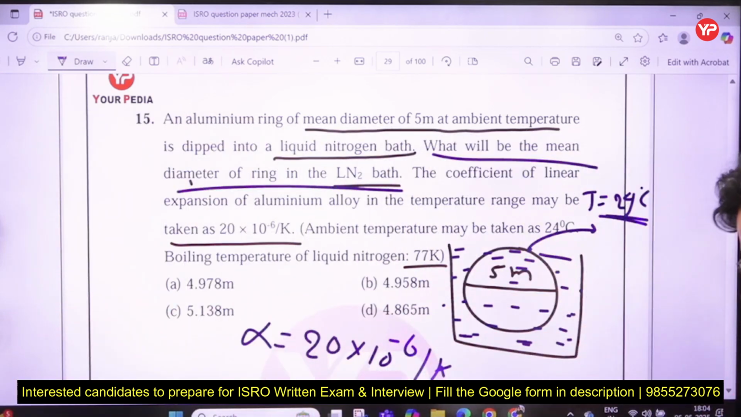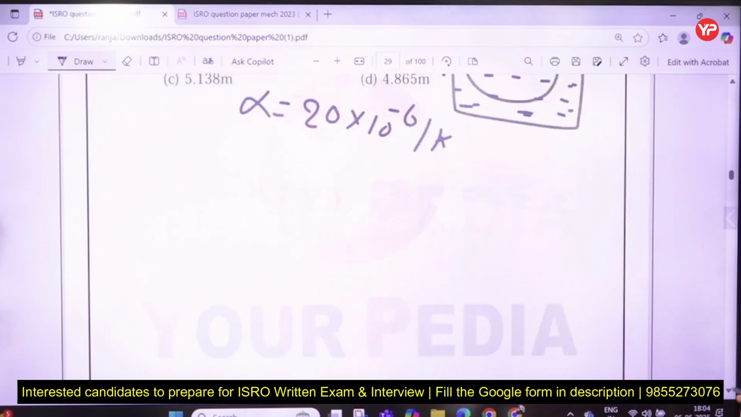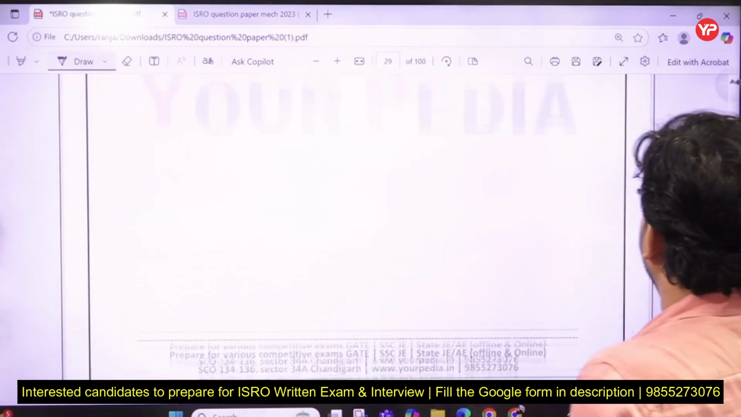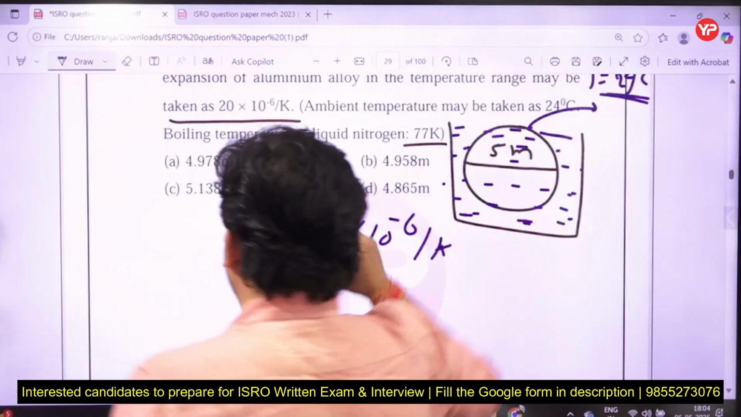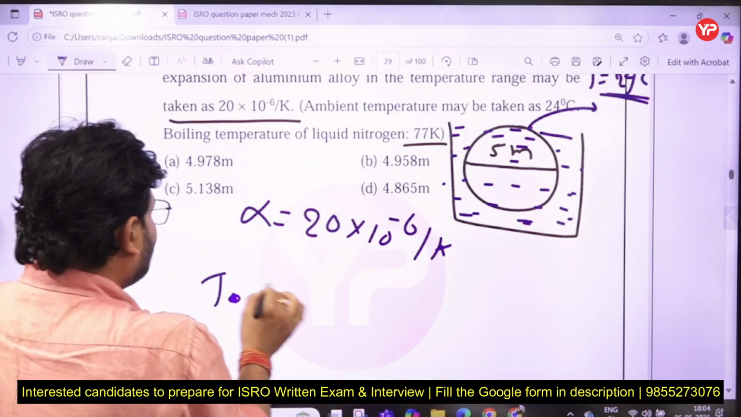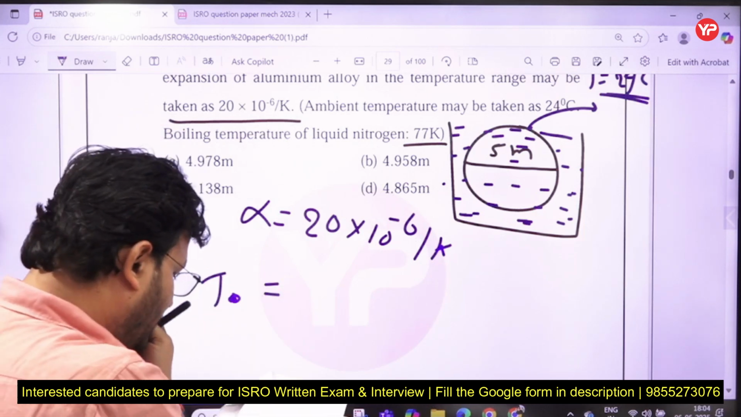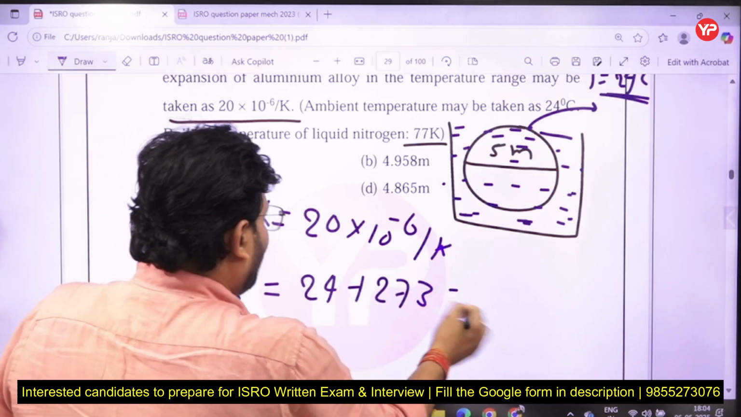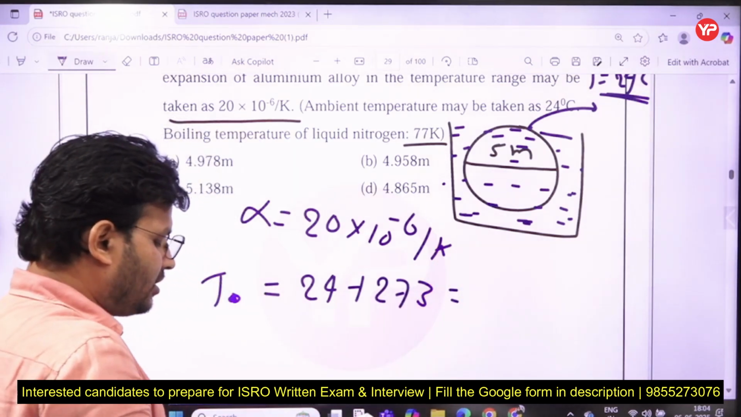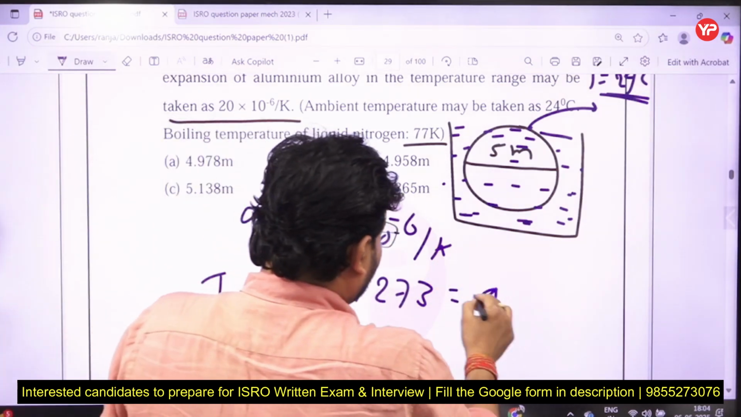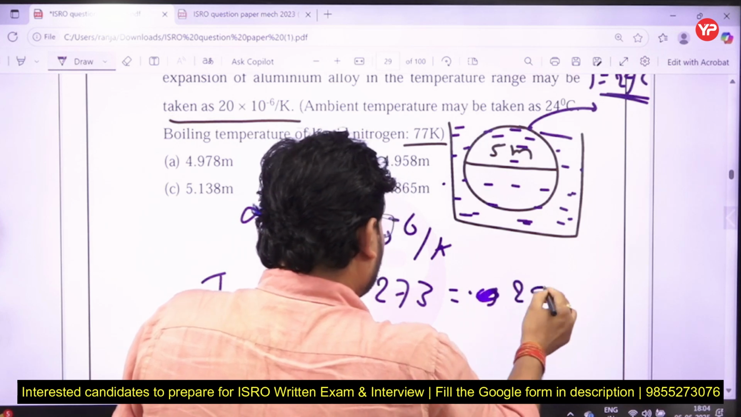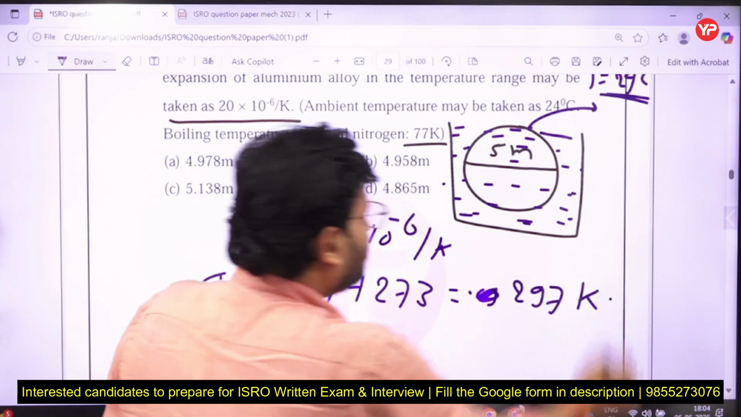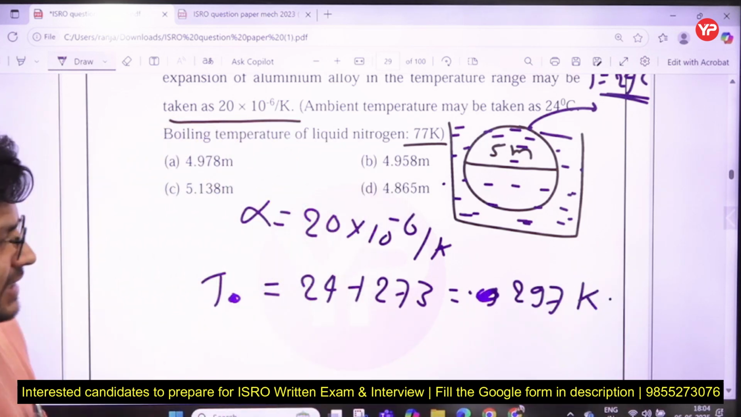Can you do it? Yes. So let's assume what will be T naught, the initial temperature? T naught is coming out to be 24 plus 273. By solving that, you will get 297 Kelvin.